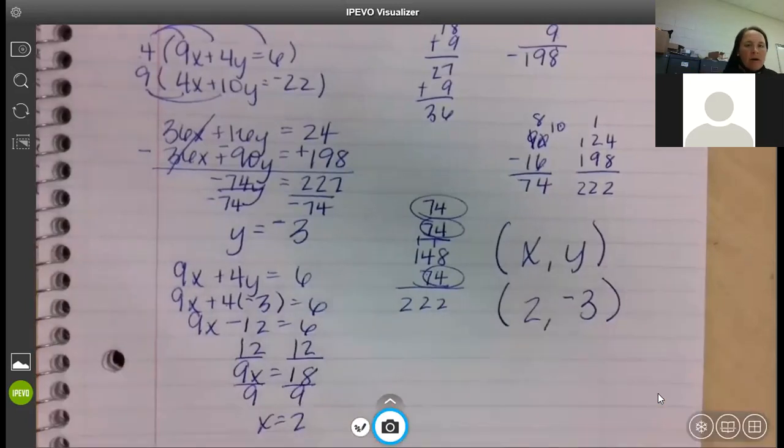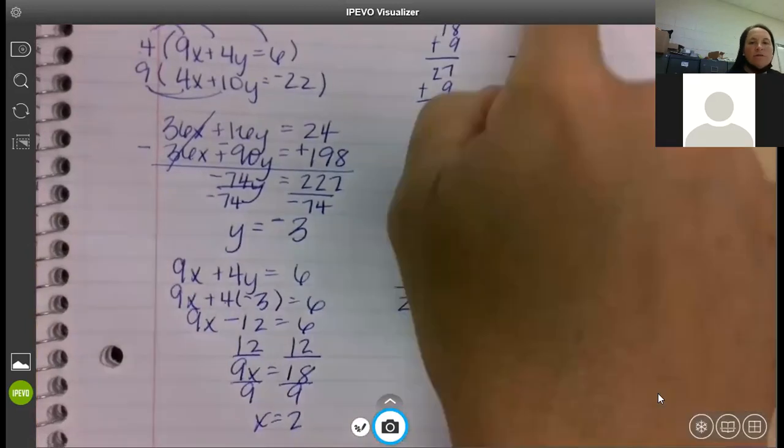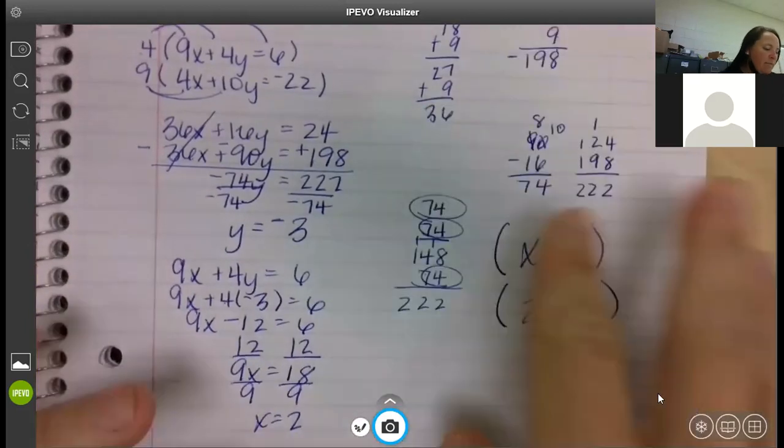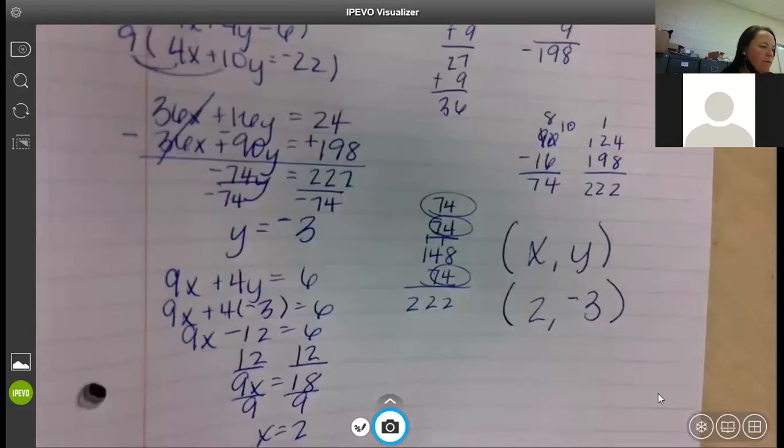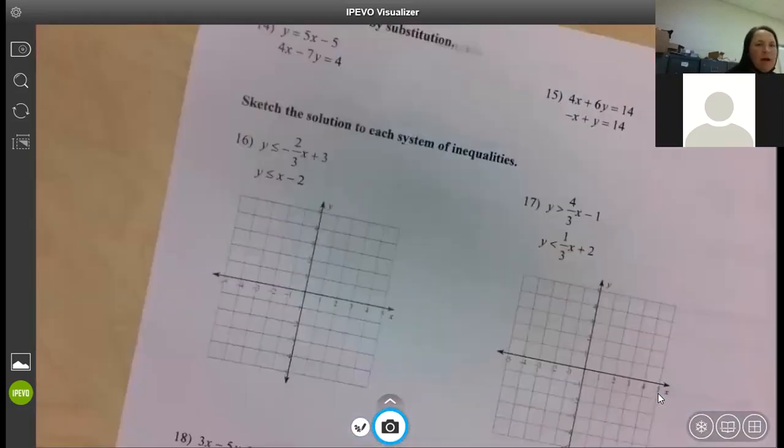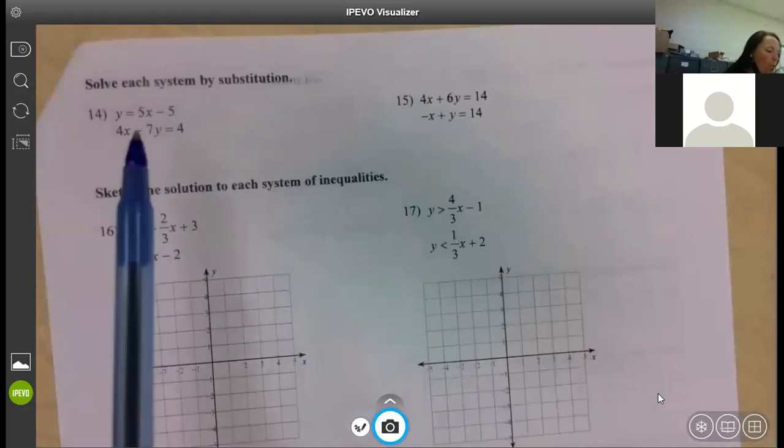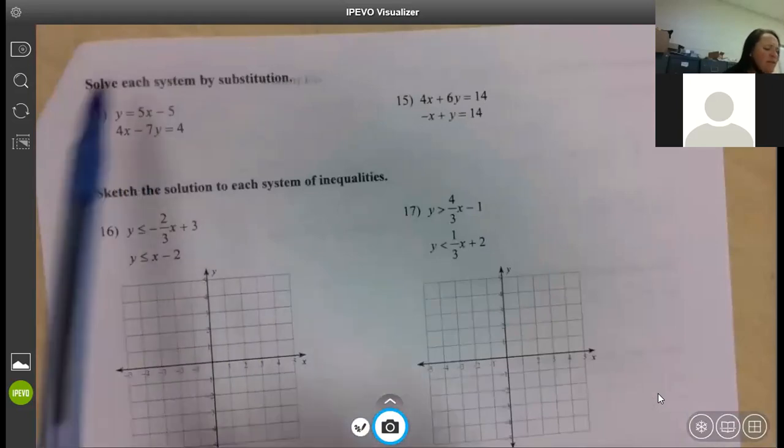It's not a hard problem. There's just a lot of work to it. And again, use that scrap paper. You got plenty of time, multiple hours to do it. All right. So there's the first page of my review. We have a couple more substitution problems. So these are the same thing that I just did.